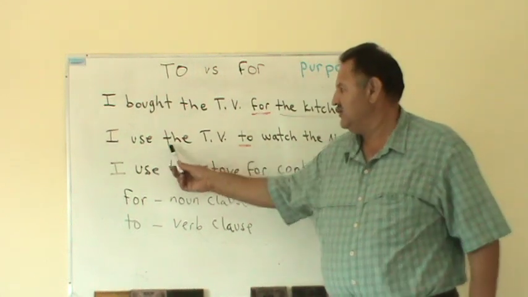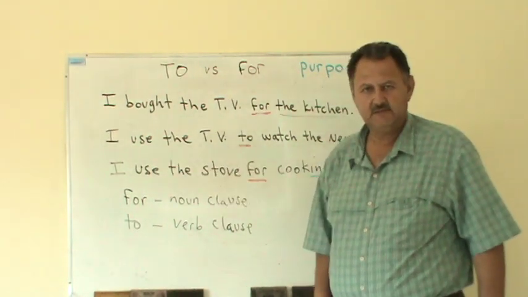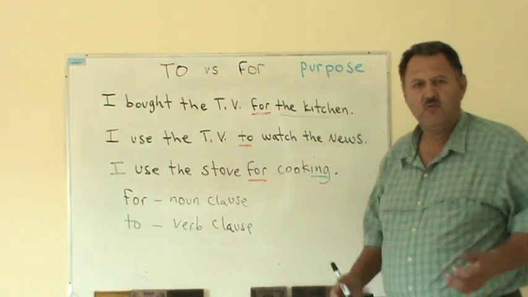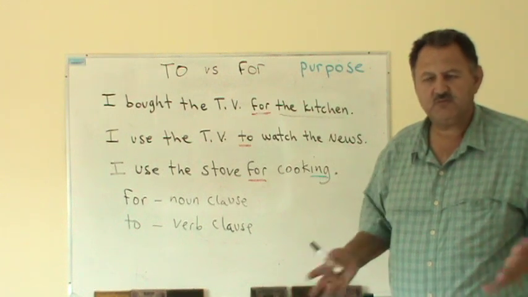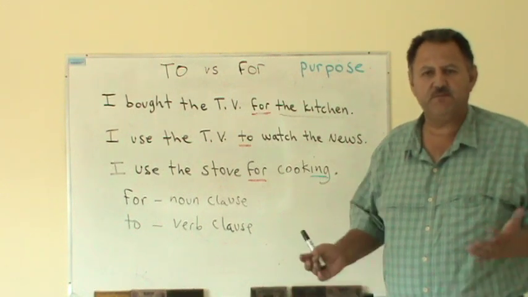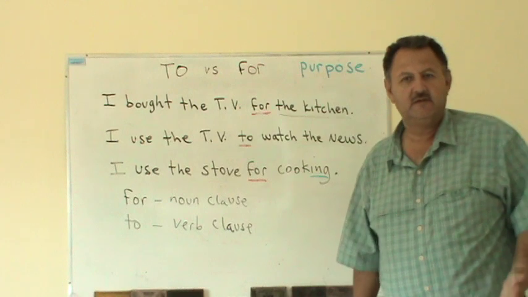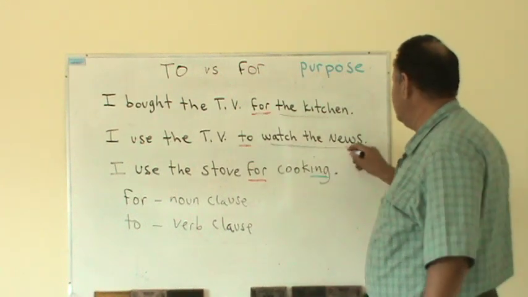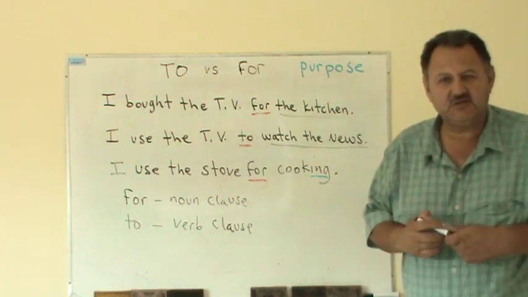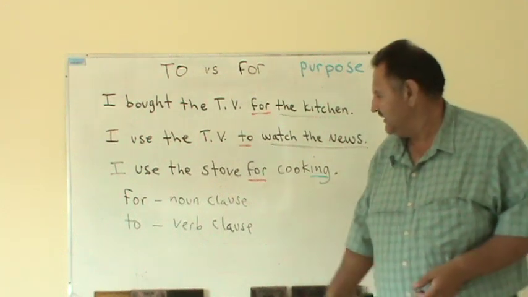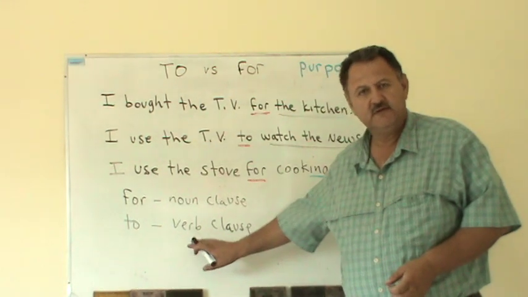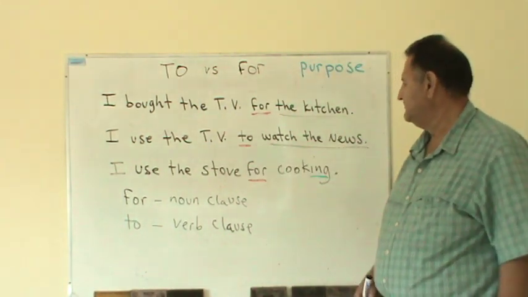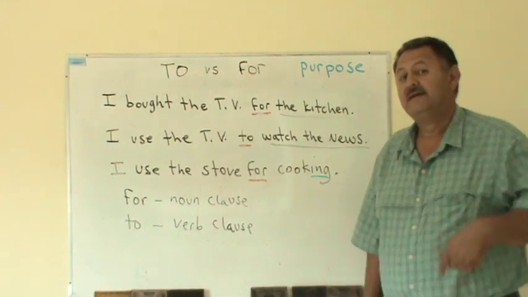Okay. I use the TV to watch the news. What's the purpose? Why do I use the TV? What's the purpose of using the TV? To watch the news. Now, watch the news is an action. An action is a verb. Therefore, I use "to".